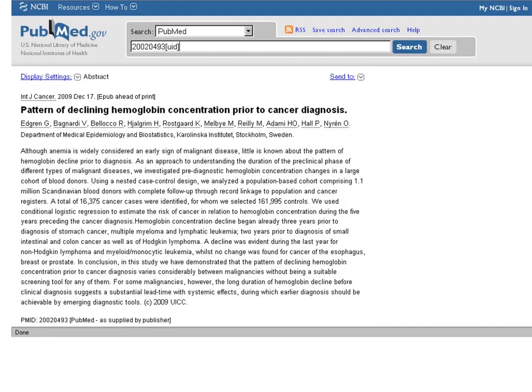A total of 16,375 cancer cases were identified, for whom we selected 16,195 controls. And then they compared the measurements to see the effect of hemoglobin on the outcome of interest, which is cancer. So this is one example of nested case control. The data are based on a previous cohort study design.